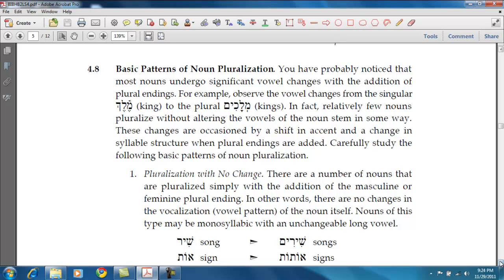Okay. Well, I think let's go ahead and finish with this one here. And next session, we'll get to the number of basic patterns of noun pluralizations, showing how we make plurals and the vowel reductions in there too.